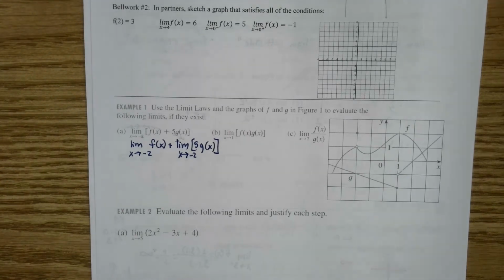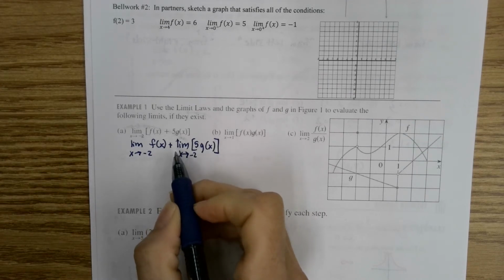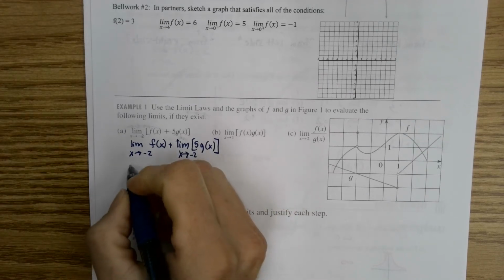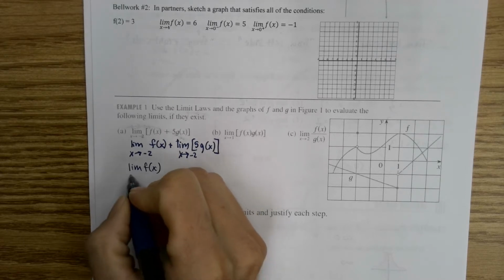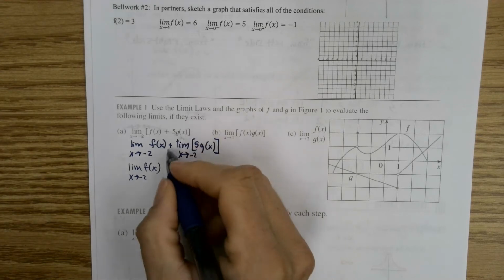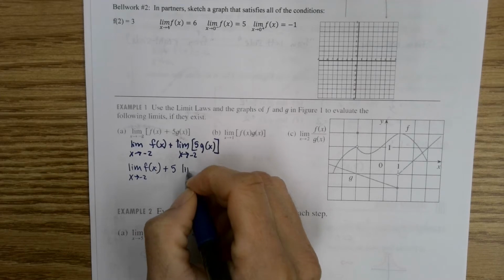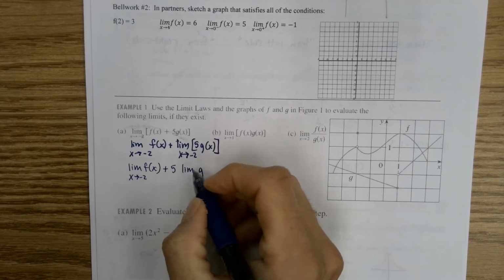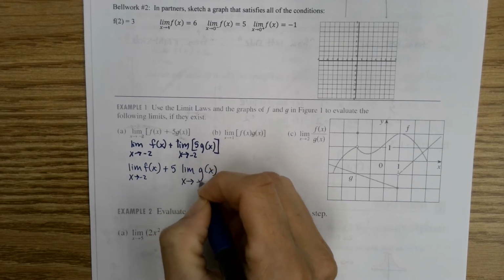Now I'm going to go one more step and pull this 5 out to the front. What do I mean by that? I'm using one of those limit laws that we saw. The limit of c times f of x as x approaches -2, where 5 is the constant c. That limit law allows us to pull that constant out to the front. So we have plus 5 times the limit of g of x as x approaches -2.